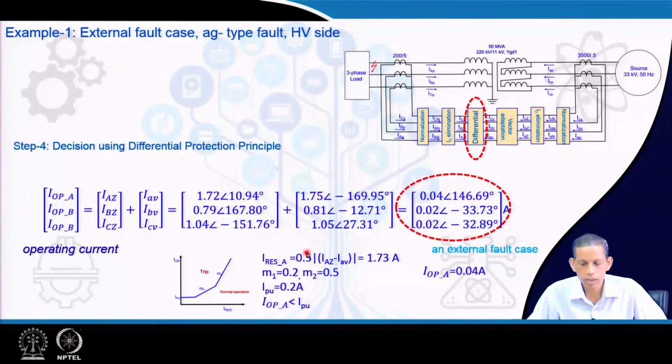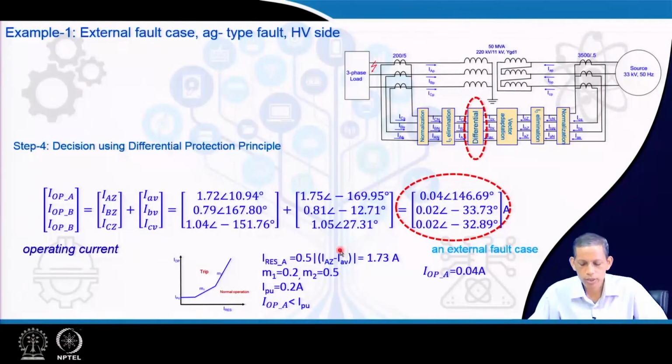Now the relay will decide based on the percentage bias trip characteristics. Let us calculate the restraining current. The restraining current is k into IZ minus IAB, which you have to calculate for each phase. The k we have taken is 0.5. So 0.5 into IAZ minus IAB, substituting these phasor values, gives a magnitude of 1.73 ampere. M1 we have considered as 0.2 and M2 as 0.5. IPU is 0.2 ampere, a normalized current.